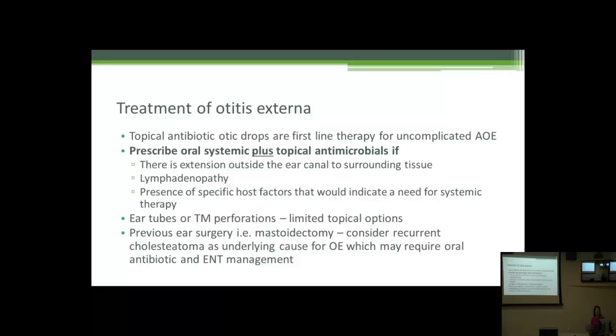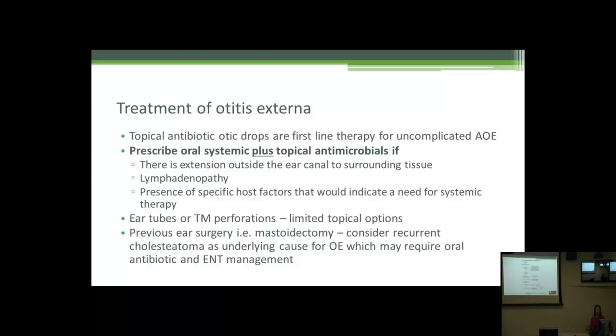Okay. Somebody who's had a history of ear surgery, such as a mastoidectomy, they can often have recurrent cholesteatoma, which is why they must continue to follow up with ENT on a lifetime basis. And so if there's any concern about infection in these individuals, please just refer them back to their ENT.